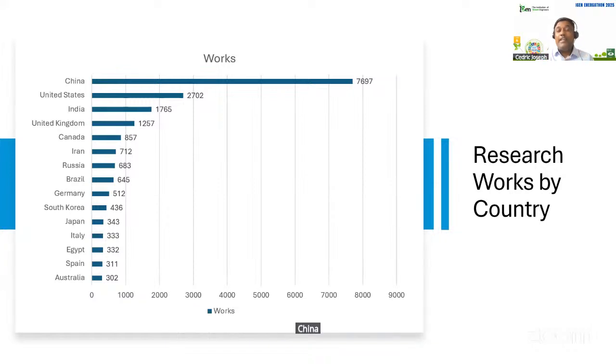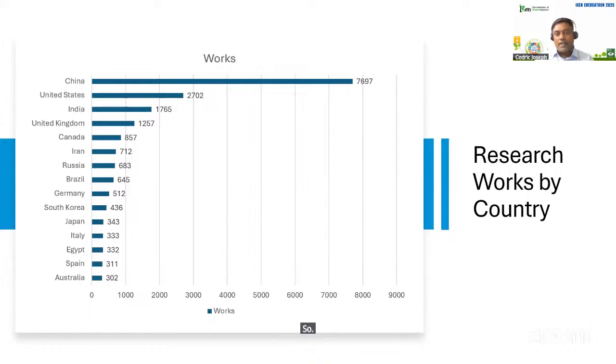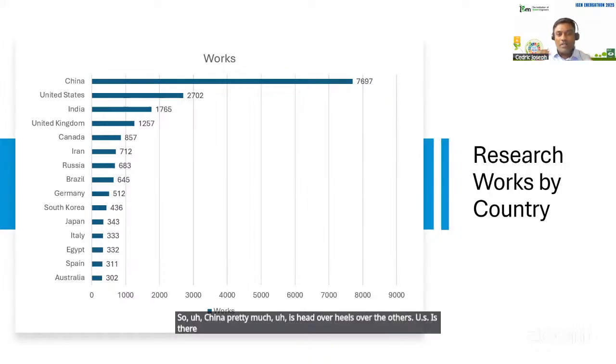China kind of leads the pack. Here we talk about China, which is there everywhere. As a research analytics person, a research intelligence person, I see China in every analysis that we do. So China pretty much is head over heels over the others. US is there, and what is really heartwarming here is India coming pretty close to the US, very close. And this is where I think contributions of people like our speaker today are driving the innovation from our country.